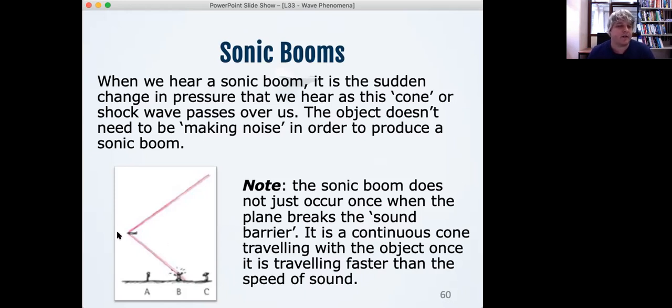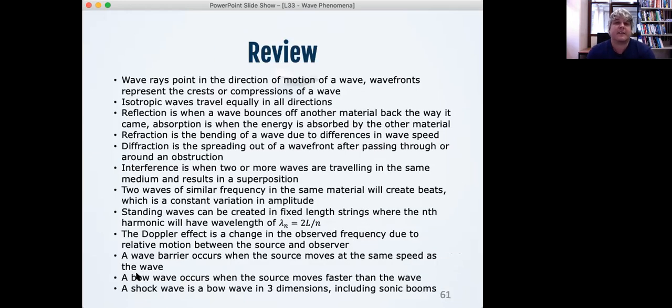So the little diagram here, again, straight out of the textbook, I believe, for this one. Person C has already heard the sonic boom because the shockwave has passed them. Person B is hearing it now, and person A hasn't heard it yet, and they'll hear it as the plane travels past them. So that's the end of this lesson.